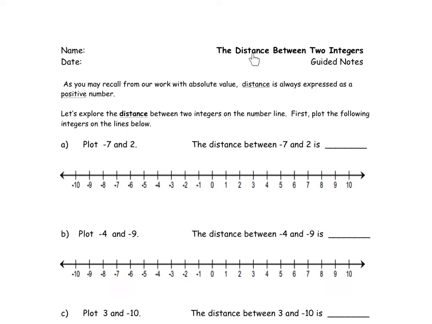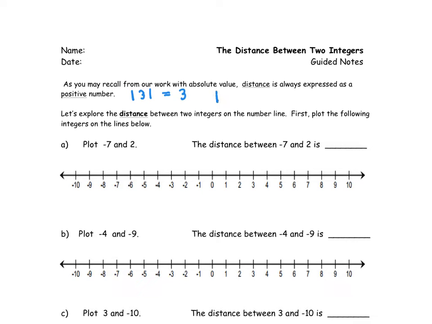Today we're going to be talking about the distance between two integers, and these are our guided notes. As you may recall from our work with absolute value, distance is always expressed as a positive number, and it is written like this. If we see a bar with a number inside, we read it as the absolute value of 3, and that means that 3, positive 3, is 3 units away from 0. So it's a distance of 3 away from 0.